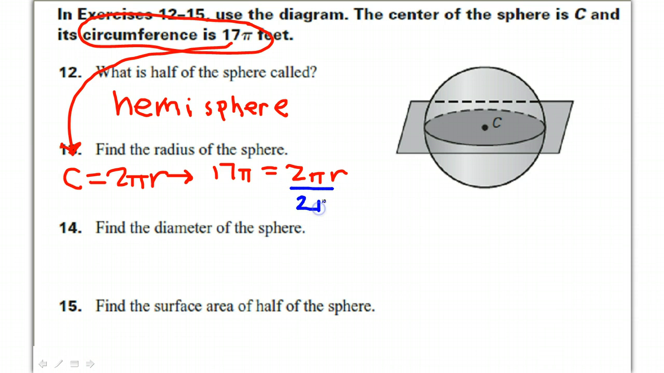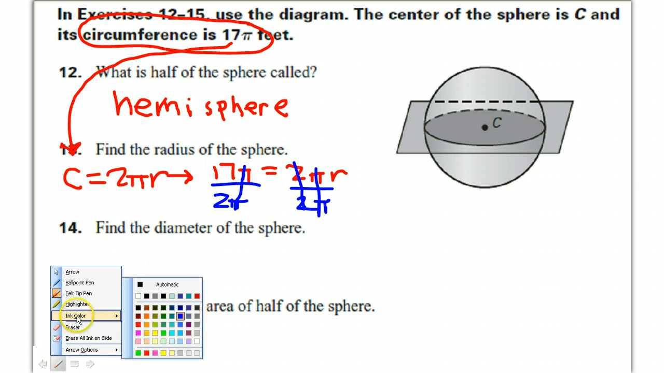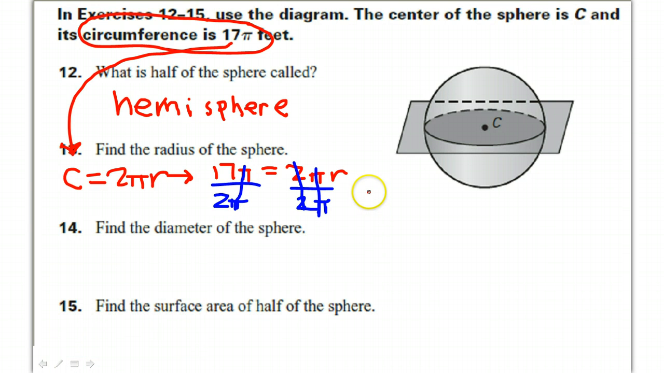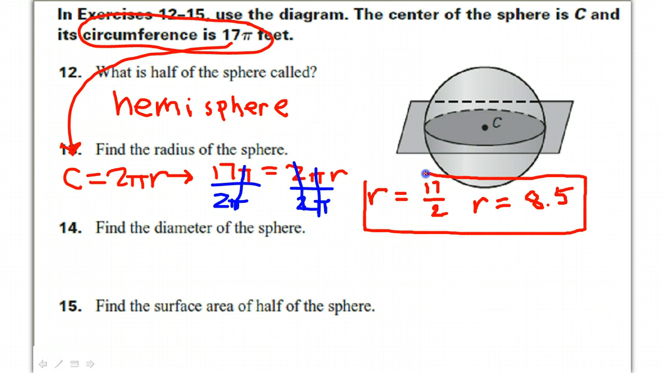If I do that, okay, so the pi's are going to cancel out. So what am I going to get for the radius? R equals 17 over 2, or that would be exact. As a decimal, just in case, what would that be? 8.5. Okay. Any questions about number 15?